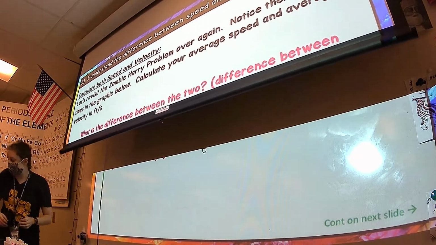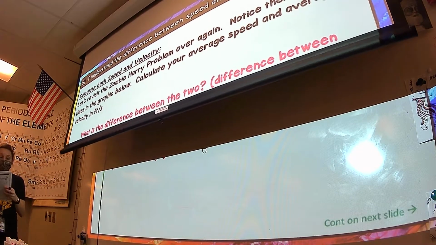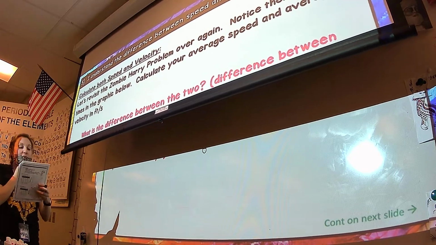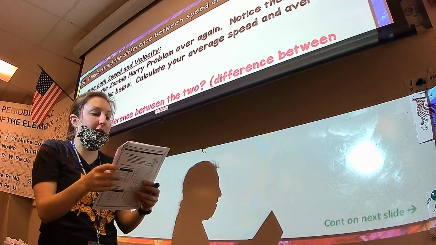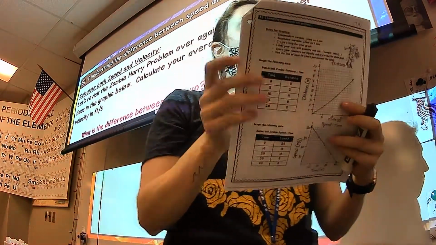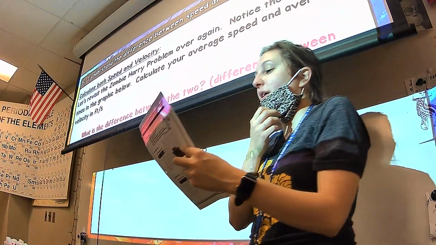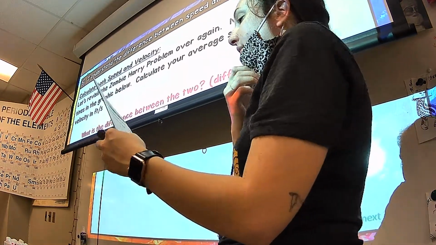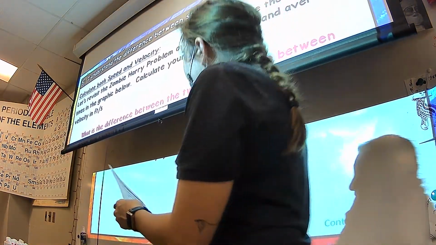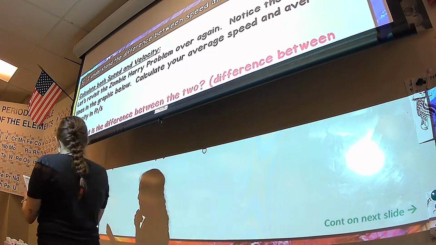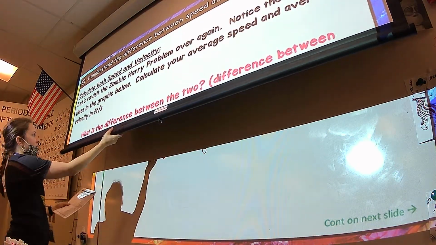So it says, let's revisit the Dobby Harry problem over again. Notice there are times in the graphic below. Calculate your average speed and average velocity based on point 4, in feet per second. What's the difference between the two? Okay, so our example 1 is this.